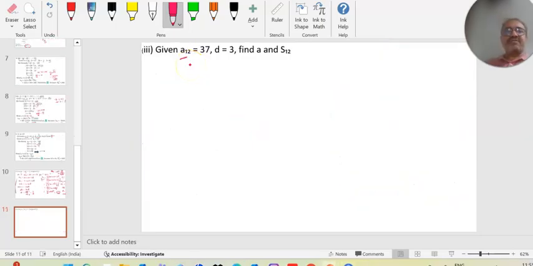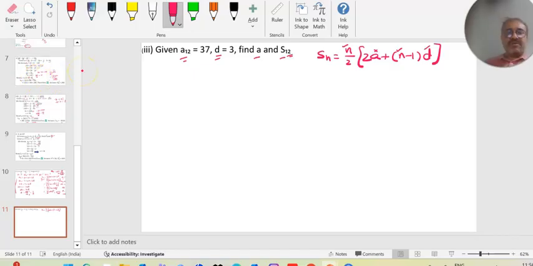So here, given a12 is equal to 37, d is equal to 3, find a and S12. Actually, Sn we think is n by 2 into 2a plus (n minus 1) d. We need S12. To find this out, what do we need? n is there, 12. a is not there, n is there, d is there. That means if we find a, the question is done.